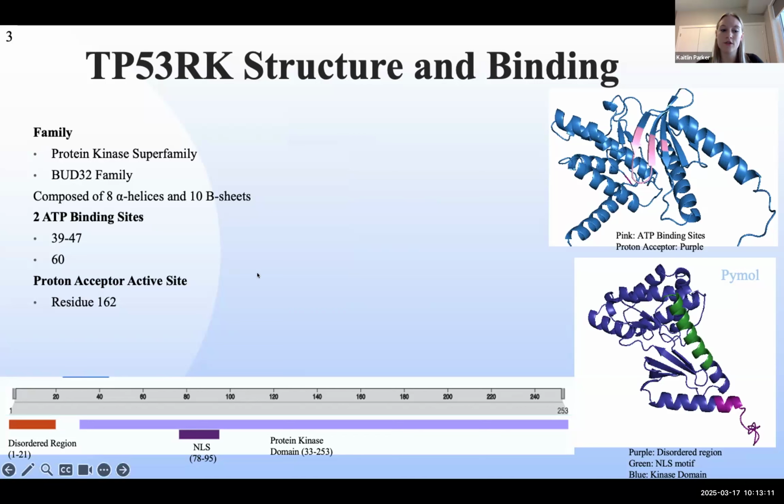There's 2 more domains. There's a disordered region from residues 1 to 21 and a kinase domain that spans from 22 to 253. In vitro, it's a protein kinase, but when associating with the KEOPS complex, the catalytic subunit OSGEP switches the activity from a kinase into an ATPase. There's 2 ATP binding sites on the residue from 39 to 47 and at residue 60, and there's a proton activation site on residue 162.